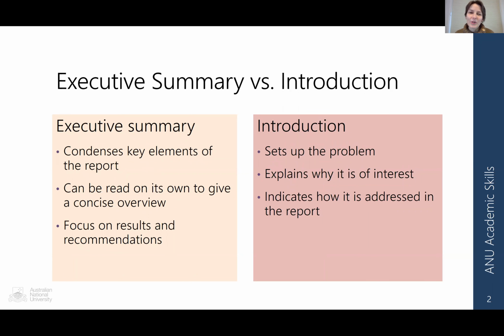Usually executive summaries and introductions both do very similar things. They both provide an overview of the whole report to your reader so that your reader can very quickly understand what the report is all about. The key difference is that executive summaries might go into a bit more detail about the results and the recommendations, whereas introductions can go into more detail about the background and the motivation for this study, so why it was that you did this particular research.